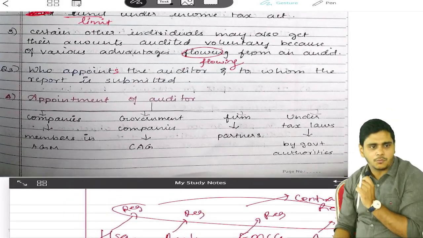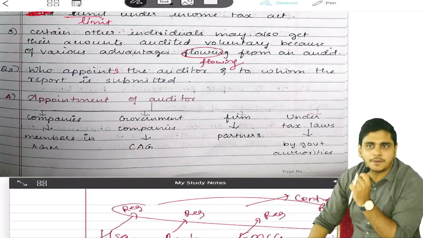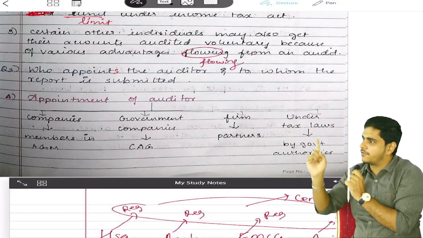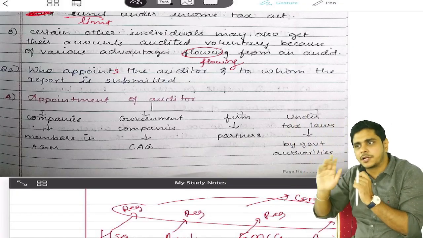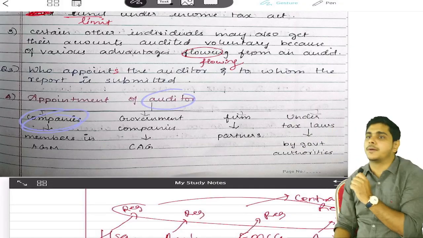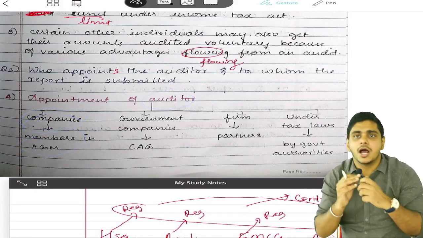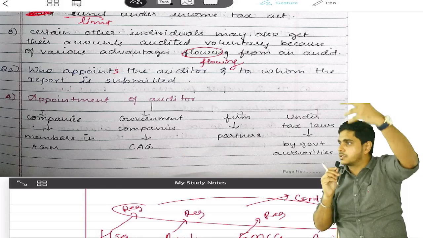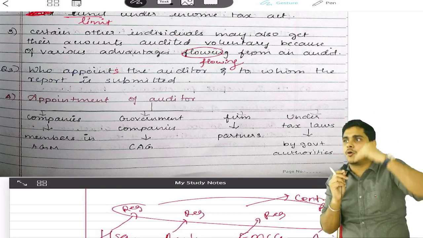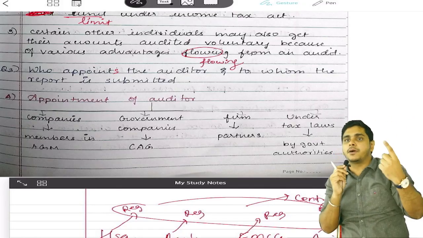Now, who appoints the auditor? And to whom is the report submitted? Very simple logic. The person who appoints has the power to remove also, and you will give the report to him only. Now when we say appointment of auditor in case of a company, who will appoint? Members will appoint. So always remember our king, our boss. Who are we? Auditors. For us, the boss is basically the members. They only have the power to appoint us and to remove us.